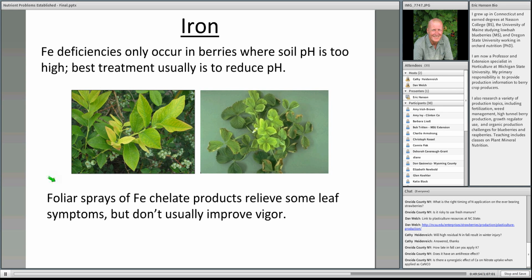There are a number of foliar iron chelated products available, and those do provide some leaf greening if they're applied to affected bushes, but I question whether you really see an improvement in the vigor from those treatments. I think sometimes it's more of a cosmetic effect.